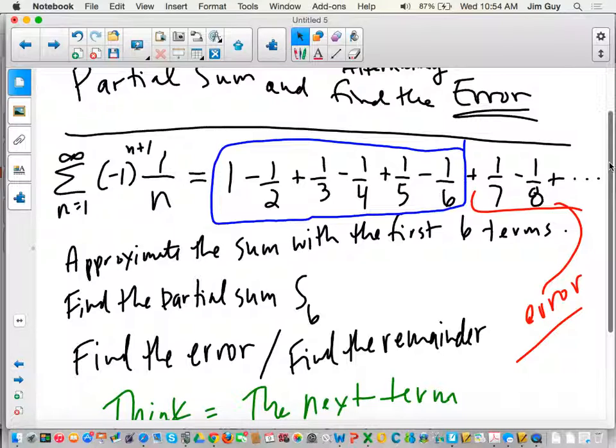What about if you went out to the 7th term? Then you would have the 1/8 added on to another value, so wouldn't it be those two added together? The 1/8 plus 1/9? Yeah, but you're taking off an 8.